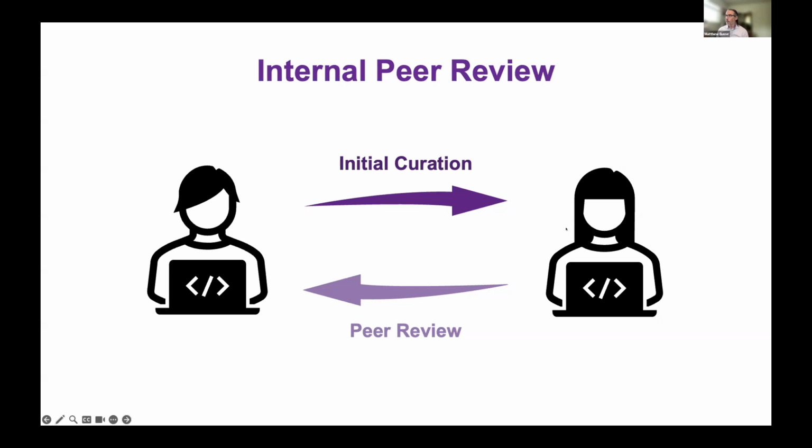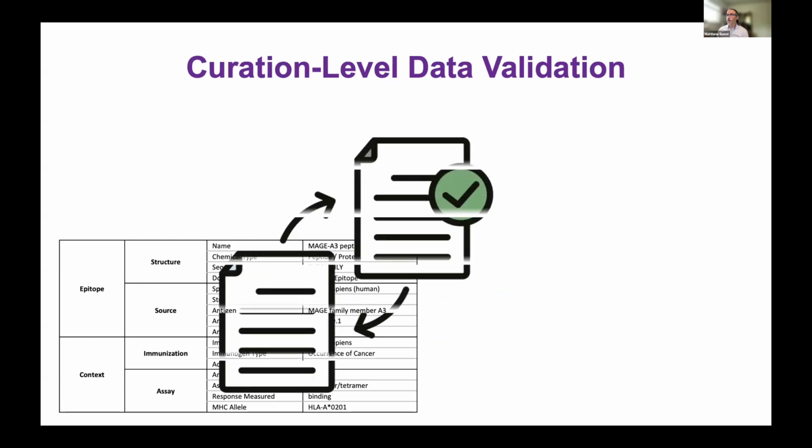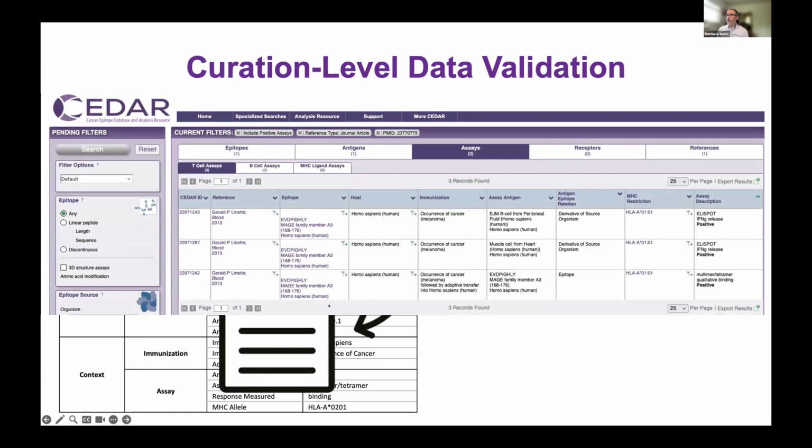And then when the reviewer signs off on the paper, there's a final level of curation level data validation checks. So these are automated checks that look at a higher level to ensure that the data are mapped correctly to the data structure, looking at things like relationships between epitopes and assays. So if an epitope is entered but not assigned to an assay, that raises an error message. And once those validation checks are complete, then the curation is promoted and made publicly available on the CEDAR database.